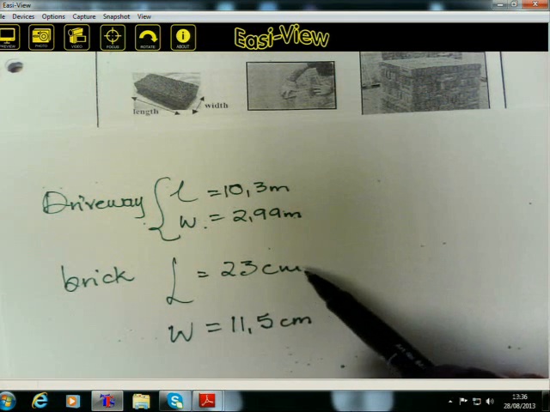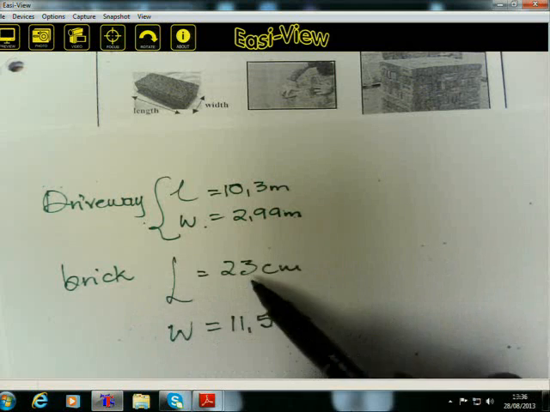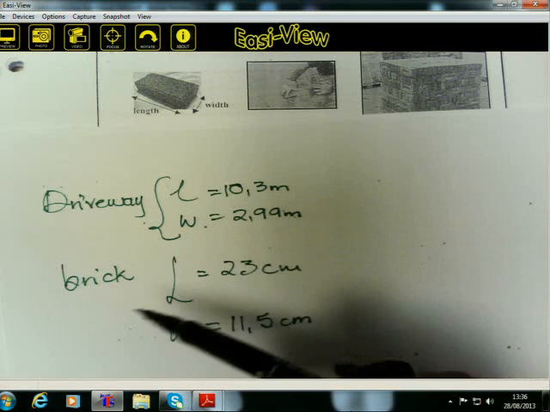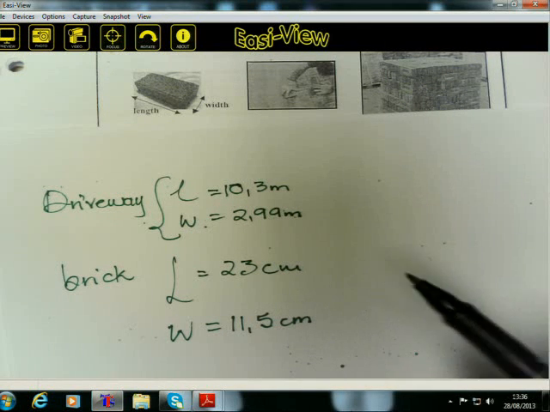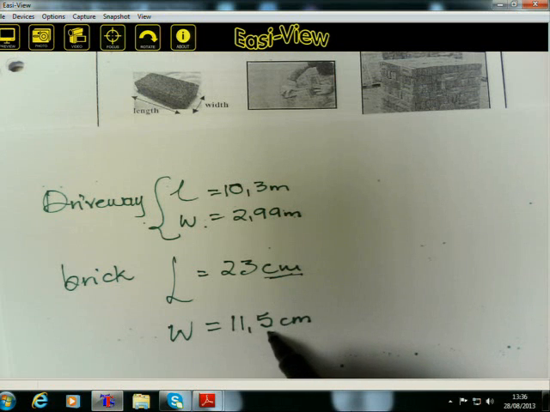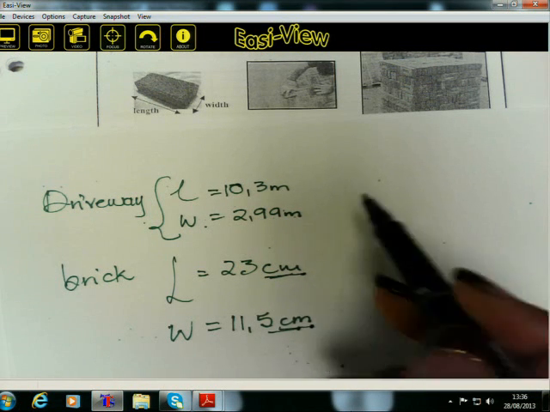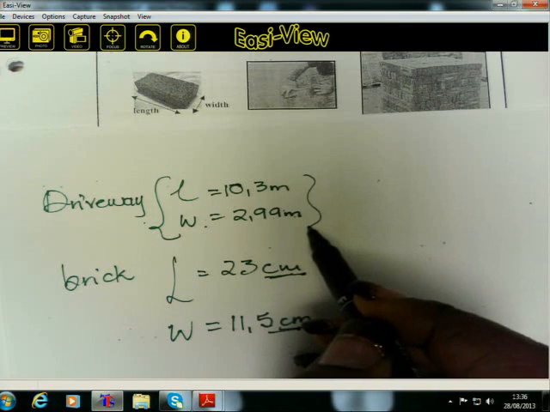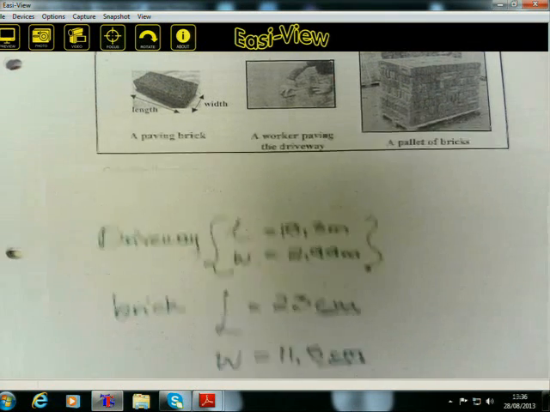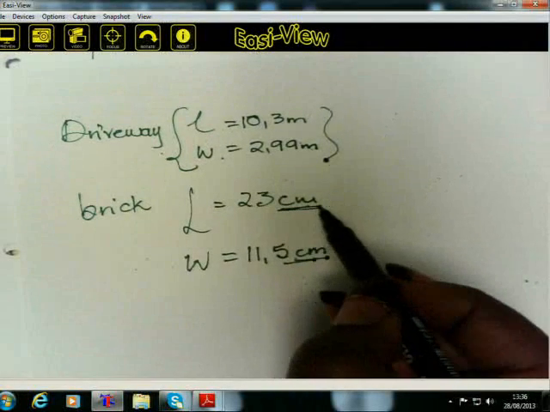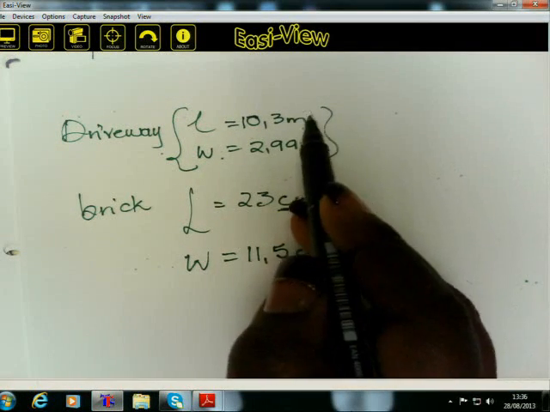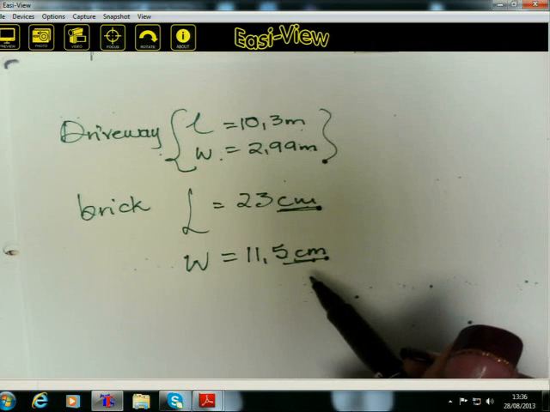Now we must find out how many bricks we are going to need to pave the driveway and convert that to the number of pallets. If you notice, our units here for the bricks are in centimeters, and for the driveway they are in meters. So I would advise that in this case we convert our units of the brick to meters so that we can work easier with that.